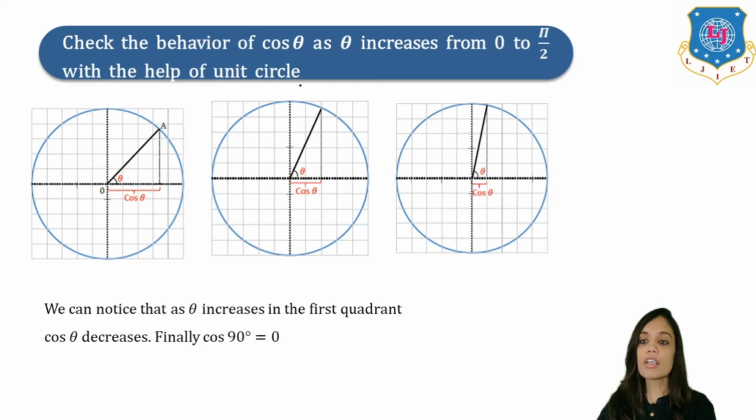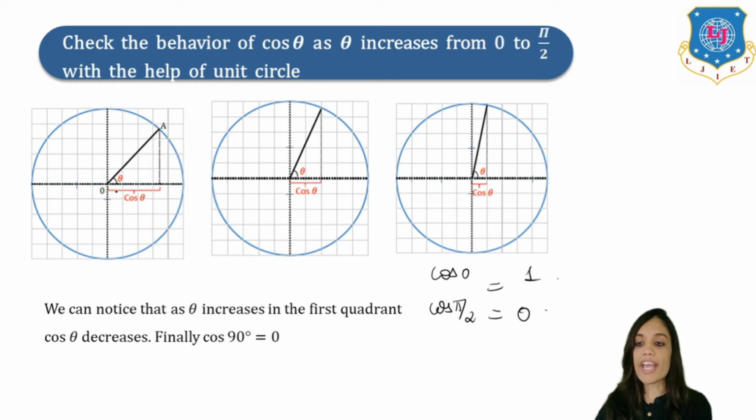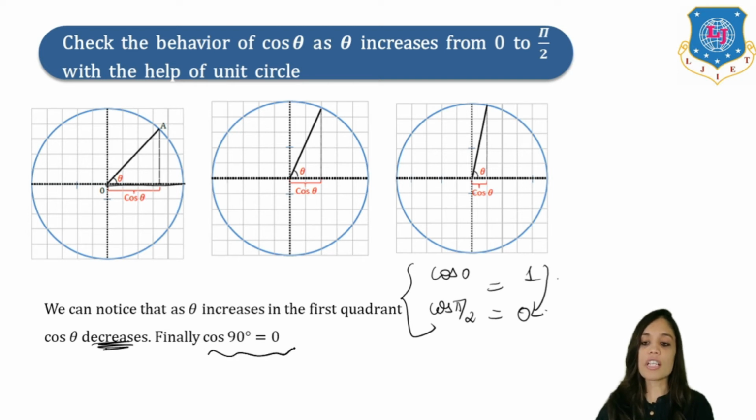Now let us study the behavior of cos theta as theta increases from 0 to pi by 2 with the help of unit circle. First, let us write the values of cos 0 and cos pi by 2. We know the value of cos 0 is what? 1. And the value of cos pi by 2 is what? 0. So as we are moving from 0, this is 1, right? Now as we are moving from 0 to pi by 2, you can see that the value of cos decreases. You can see from these values only, right? So we can notice that as theta increases in the first quadrant, cos theta decreases, right? Because finally cos 90 is what?